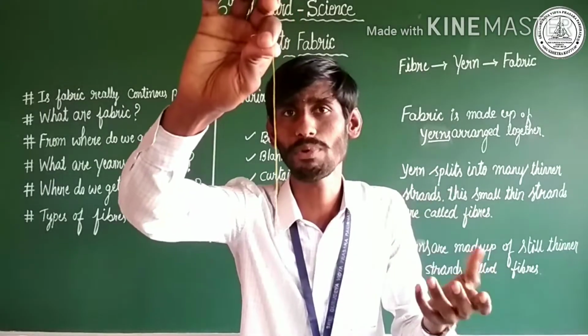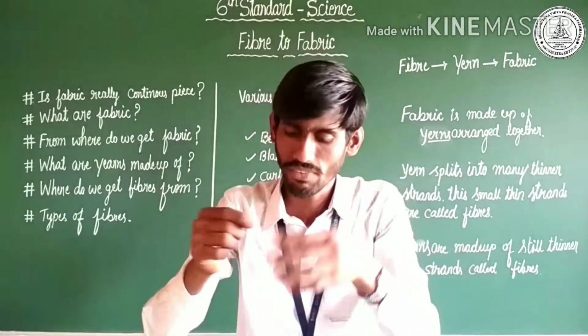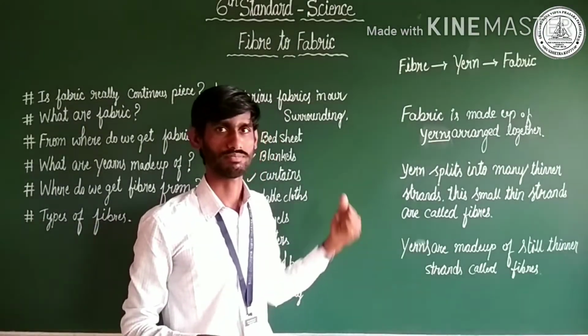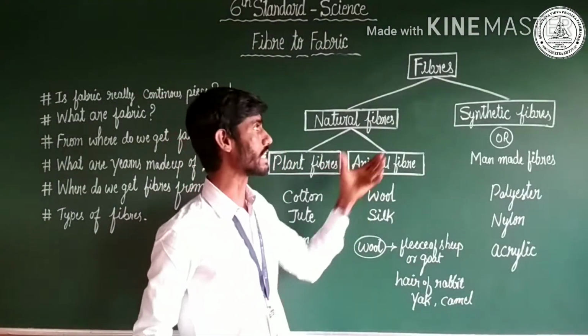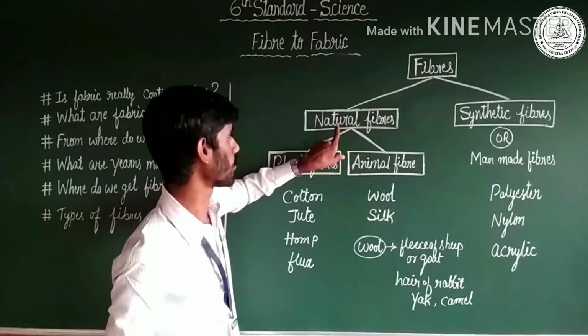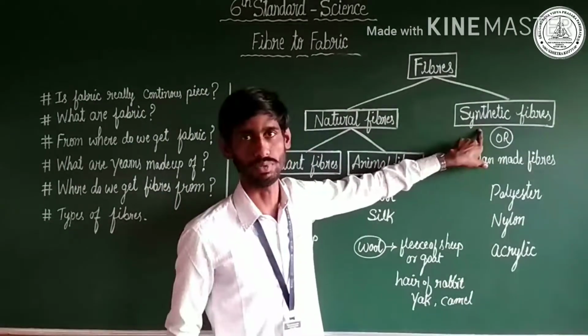There are different types of fibers. Okay, Chotu, here is a fiber. There are different types of fibers. We will observe them through a flow chart. It is the flow chart of fibers, I mean the classification of fibers. There are two types of fibers. The first one is natural fibers and the second one is synthetic fibers.